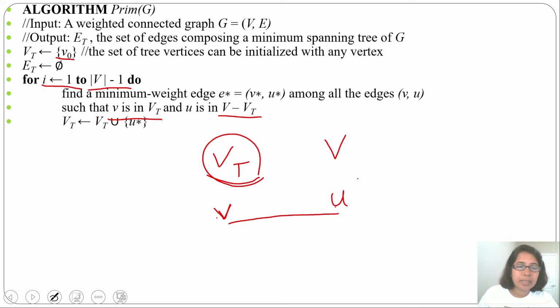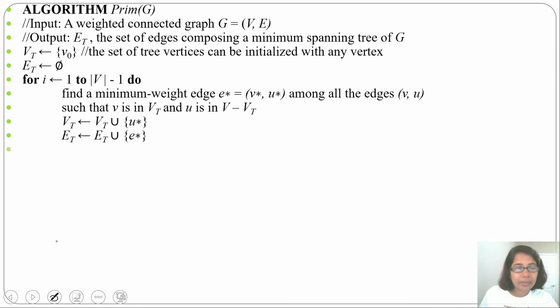Vt will be Vt union u*, and Et will be Et union e*. So we add the edge and we add the vertex to the tree, and we return Et. That will be our spanning tree. So initially one vertex is given. From all the adjacent edges we choose the minimum weighted edge and include it, and every time we include one edge, and finally when we reach number of vertices minus 1 edges, we stop.